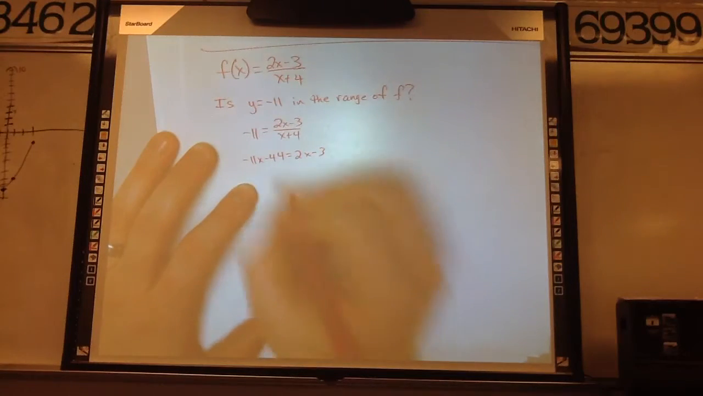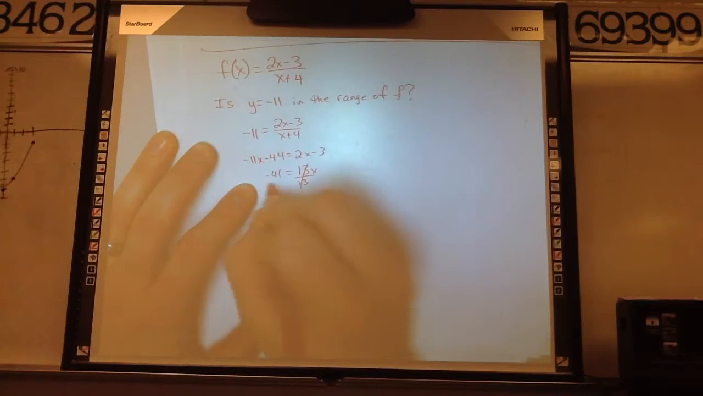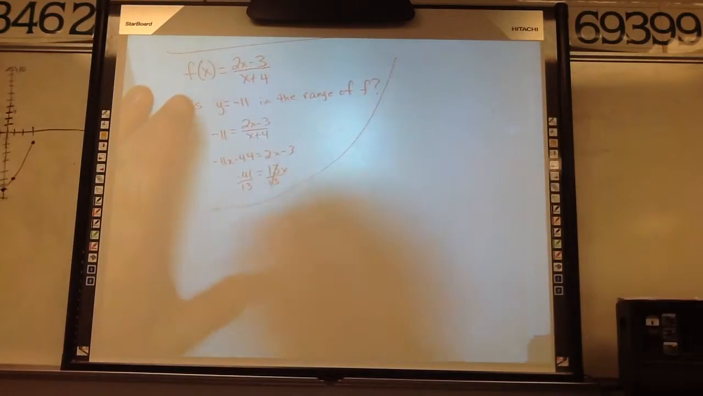Add 11x, so 13x, add 3, is negative 41. Divide by 13. Big number, not prime. It's an ugly number, but it's a number. Negative 41 divided by 13. It won't always work, though.